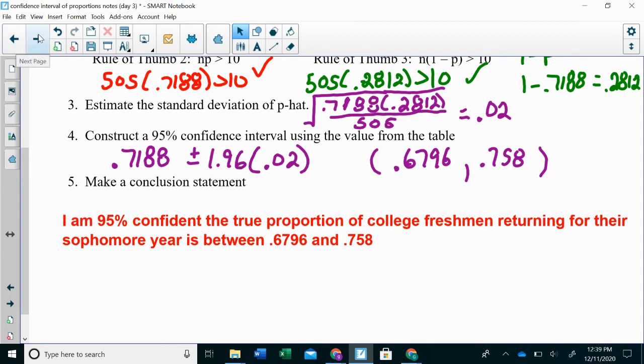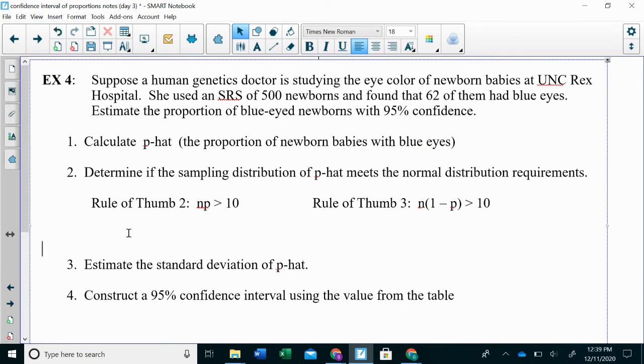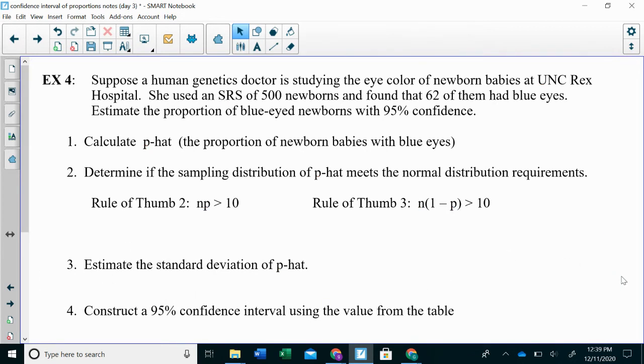Two more examples that we'll practice through for this video. Again, I want you to see this process multiple times so you can develop and understand this systematic process step by step. Right. So suppose a human genetics doctor is studying the eye color of newborn babies at UNC Rex Hospital. She used an SRS of 500 newborns and found that 62 of them had blue eyes. Estimate the proportion of blue-eyed newborns with 95% confidence.